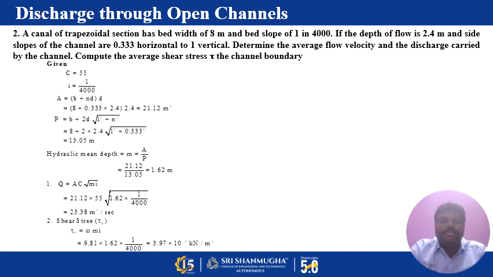The second is about the trapezoidal, same conditions. We just calculate the area of the trapezoidal and the perimeter of the trapezoidal. From this we can calculate the value of M. Here with respect to Chezy, the discharge equation Q is equal to AC into square root of MI, where shear stress has to be calculated, where shear stress is equal to omega into MI. So that is gMI, so 9.81 into M value 1.62 into I is 1 by 4000. So you get the value of 3.97.